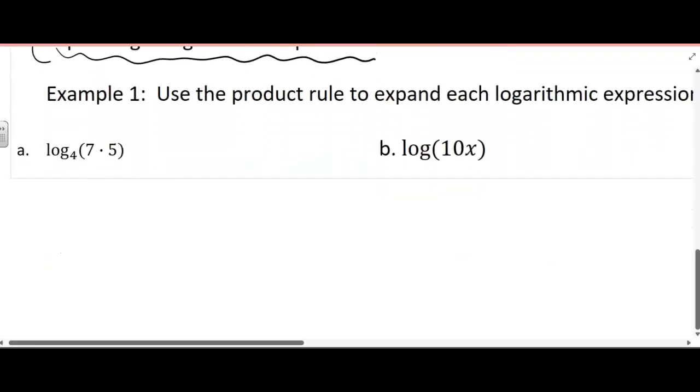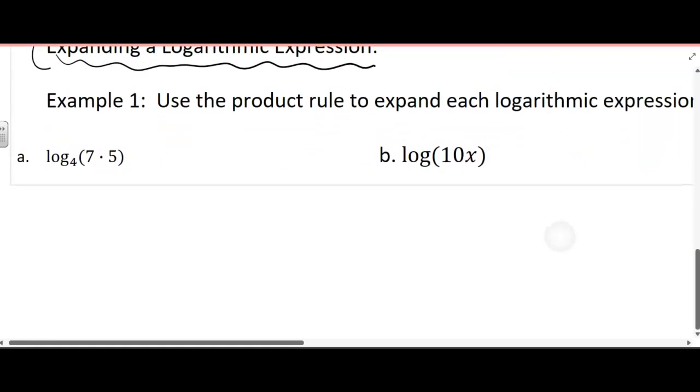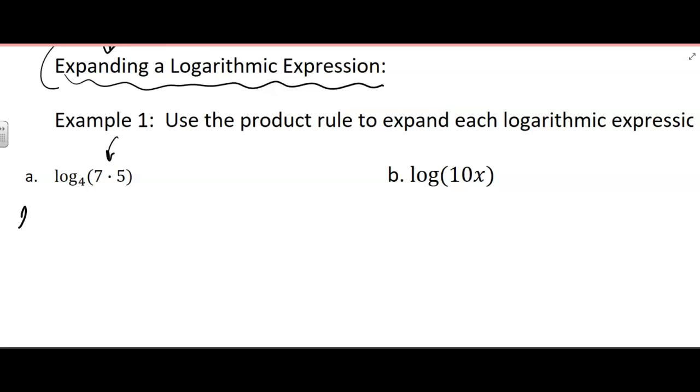Okay. So that was a lot of words. So how do you use it? You've got to know how to use the property. So here we go. Use the product rule to expand each logarithmic expression. It means we're going to pull it apart. So you see the multiplication here in the argument, 7 times 5. So we pull it apart. We say log base 4, because you've got to keep the base the same, of 7 plus log base 4 of 5. And it's just that simple. You're just pulling it apart.